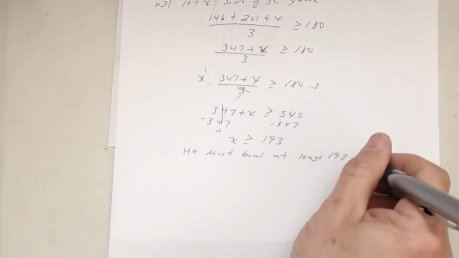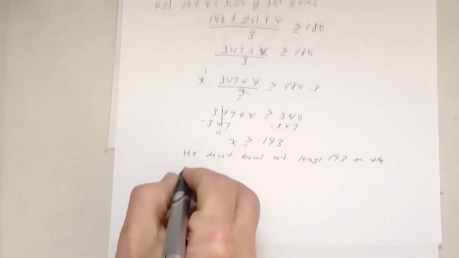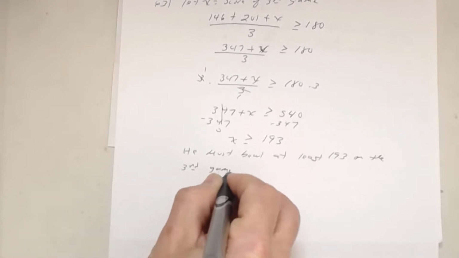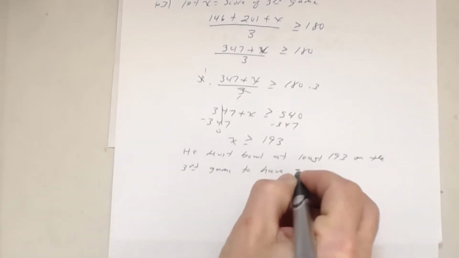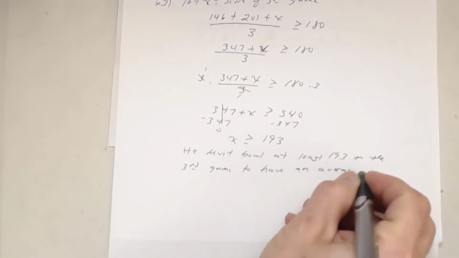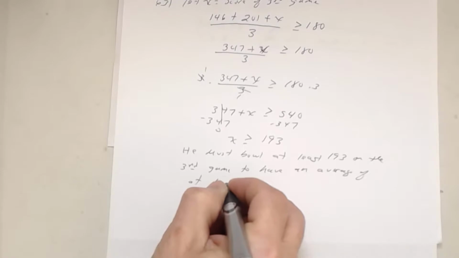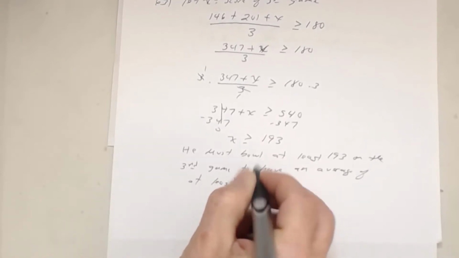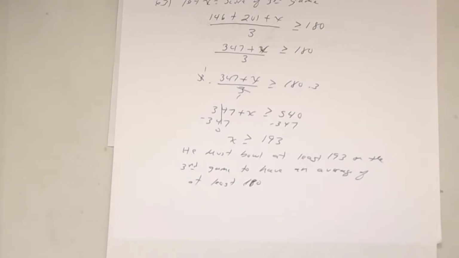To have an average of at least what? 180. All right, so that's what this means. So he must bowl at least 193 in the third game so that his average is at least 180. So if he scores less than 193, his average is not going to be at least 180. It will be less than 180. Okay. That's 63.